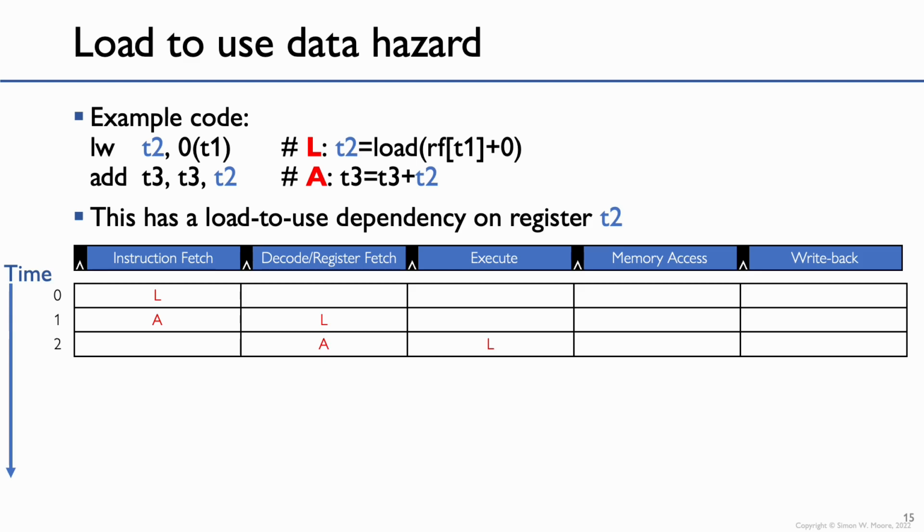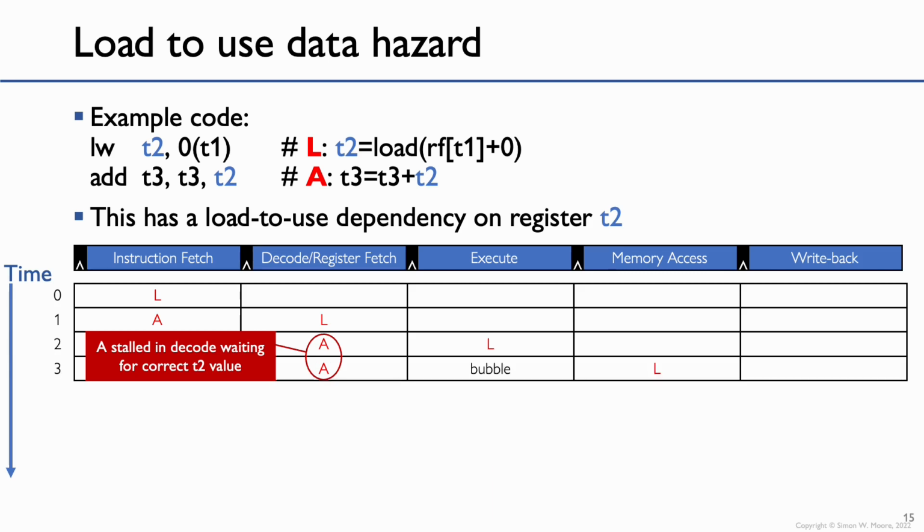everything progresses down the pipeline, so the load will hit the execute stage, and we'll start doing the address calculation. Now, of course, we haven't actually done memory access at this point, and so the add instruction, which is currently in decode and register fetch, if we provided add with the current value of T2 that's in the register file, it would be a stale value. Okay, so we're going to have to stall add in decode until the result has been written back to the register file.